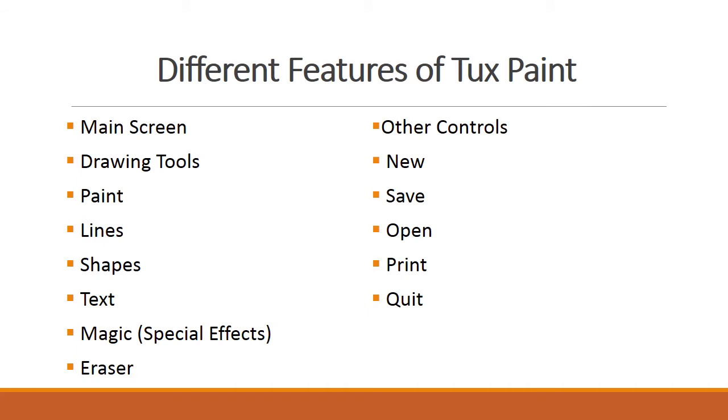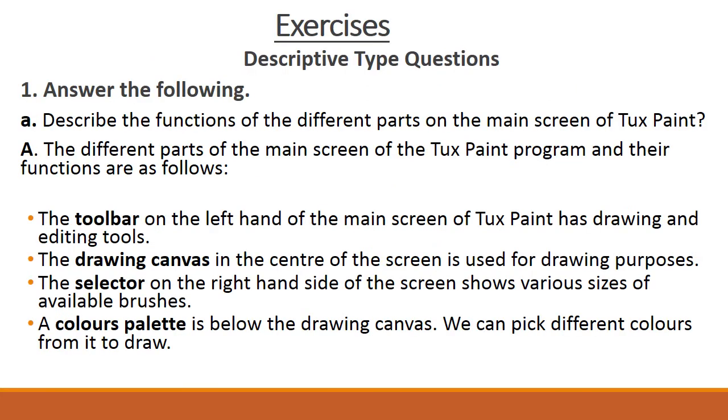Tux Paint is basically a computer software that is used for drawing and painting purposes. Different features of Tux Paint are the main screen, drawing tools, paint, line, shapes, magic tool, other controls, new, save, open. We have done all these features in our previous lecture. Today we will start from the exercises.